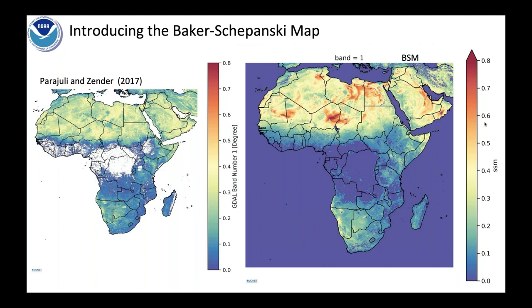And just to compare quickly, this is another sediment supply map put out by Ginoux and Zender. What you can see is that there's a much higher contrast between sources and not sources.